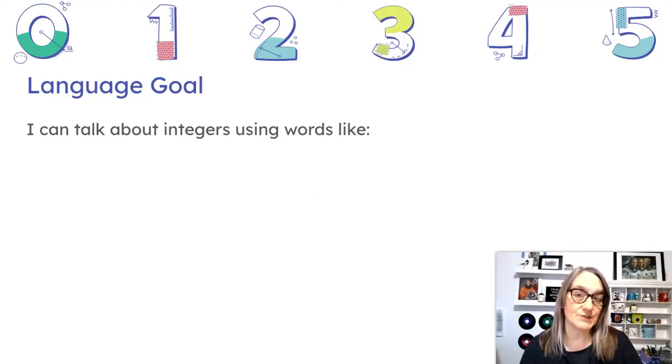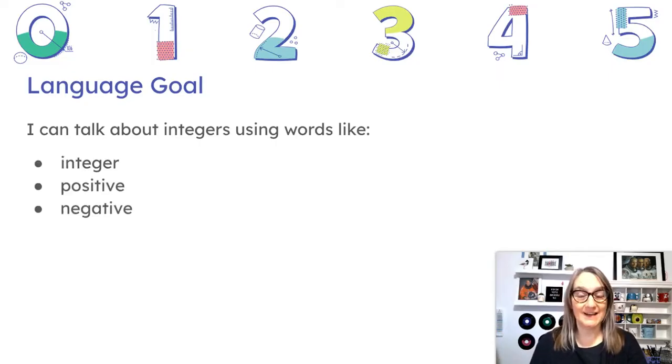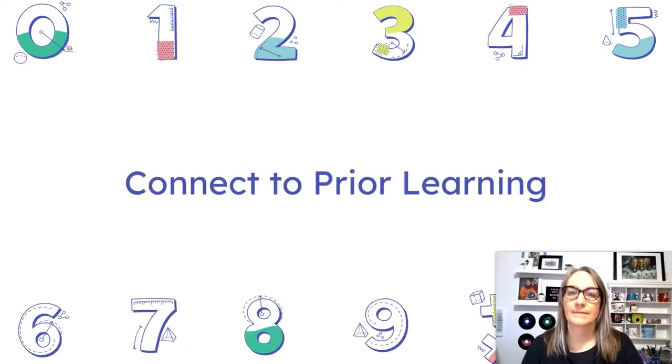Our language goals are: I can talk about integers using words like integer, positive, negative, sum, difference, opposite integer, and zero pair. Before we begin, let's review what we already know about integers.